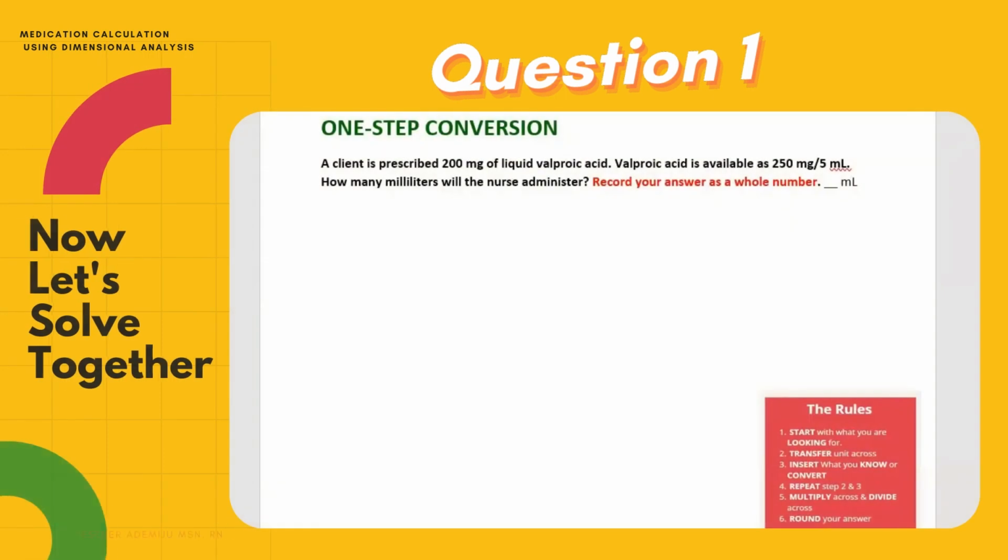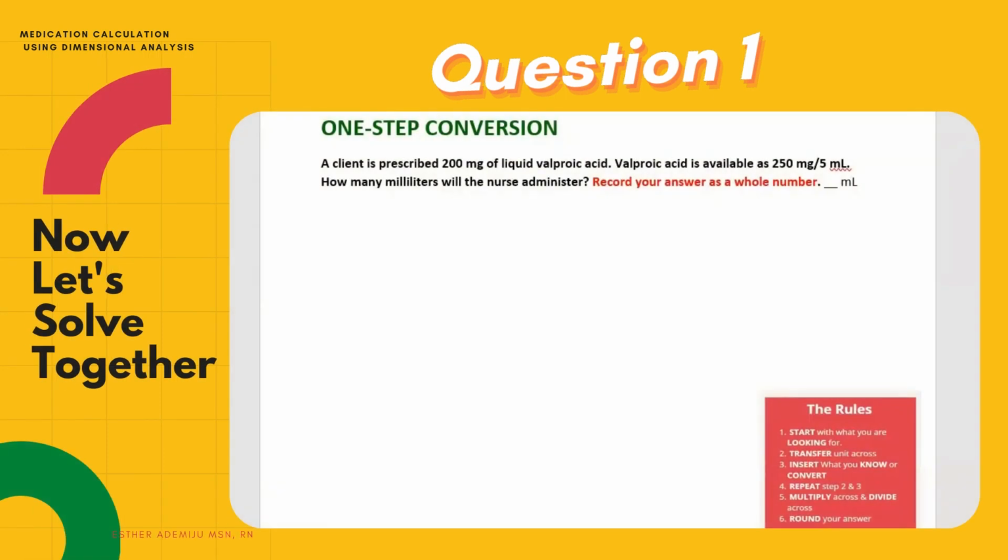So the first example that we are going to do is a one-step conversion. The rules I have on the lower right corner for us to refer to. So this question says that a client is prescribed 200 milligrams of liquid valproic acid. Valproic acid is available as 250 milligrams per 5 milliliters. How many milliliters would the nurse administer? Record your answer as a whole number.